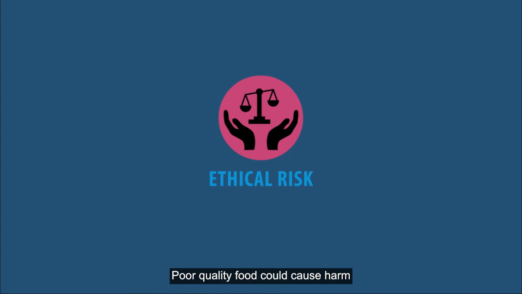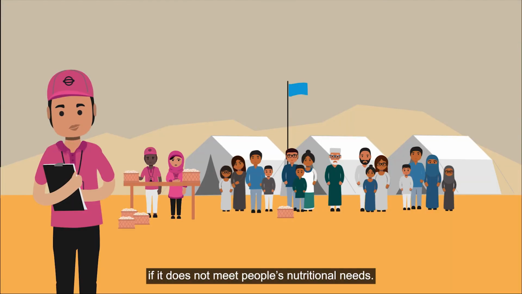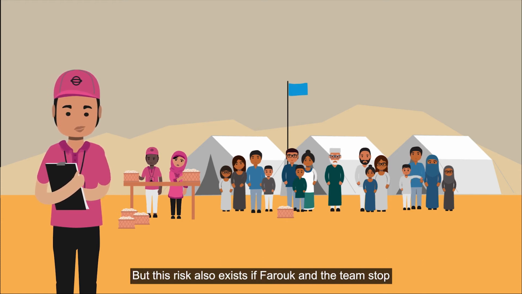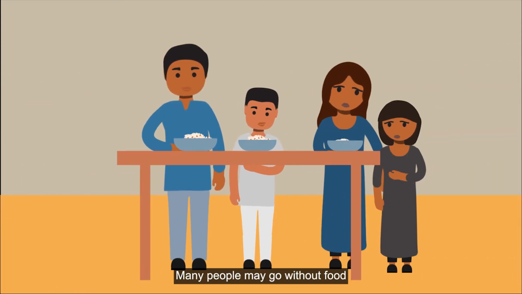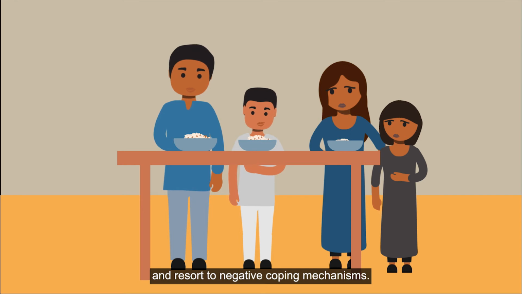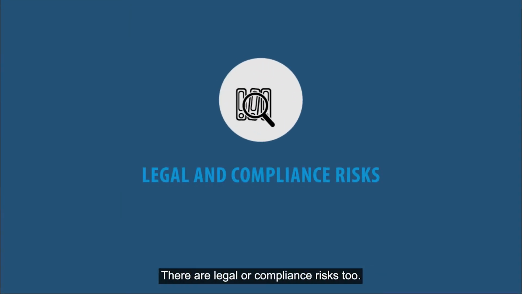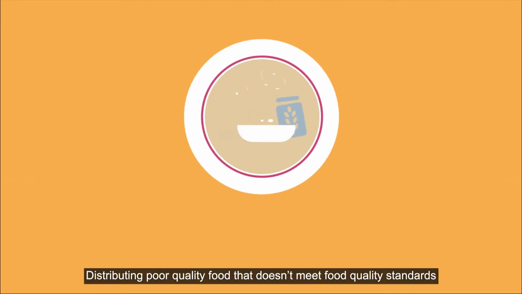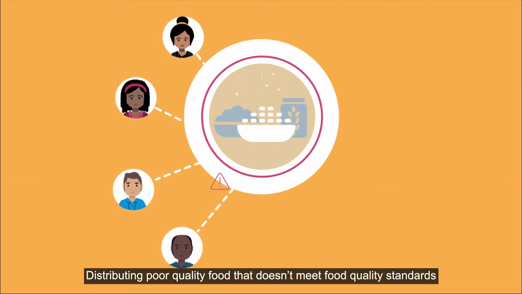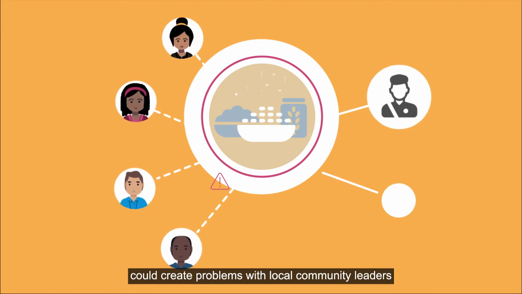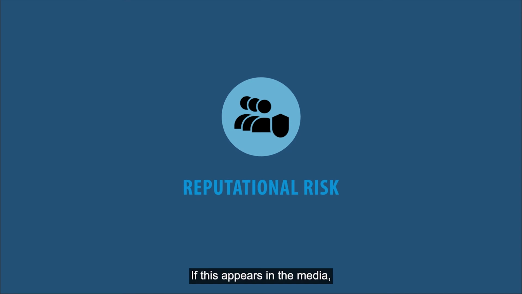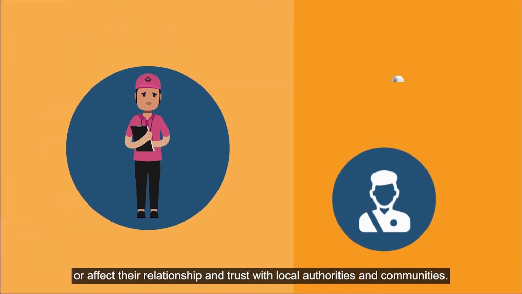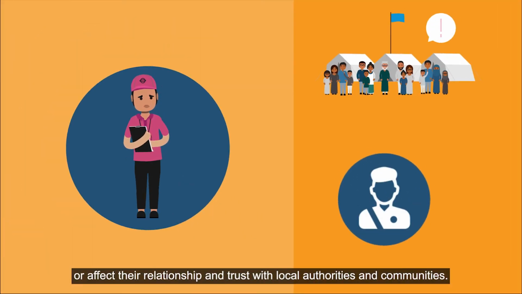Poor quality food could cause harm if it does not meet people's nutritional needs. But this risk also exists if Farooq and the team stop distributing food, even temporarily. Many people may go without food and resort to negative coping mechanisms. There are legal or compliance risks too. Distributing poor quality food that doesn't meet food quality standards could create problems with local community leaders or with donors internationally. If this appears in the media, it could create reputational risks for the organization or affect their relationship and trust with local authorities and communities.